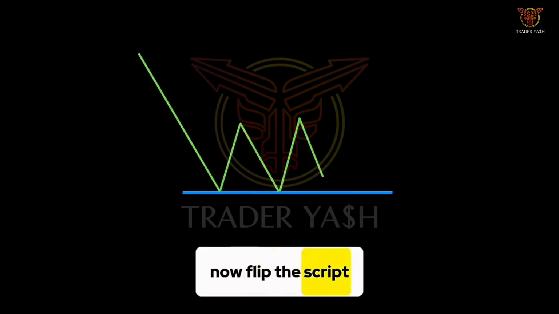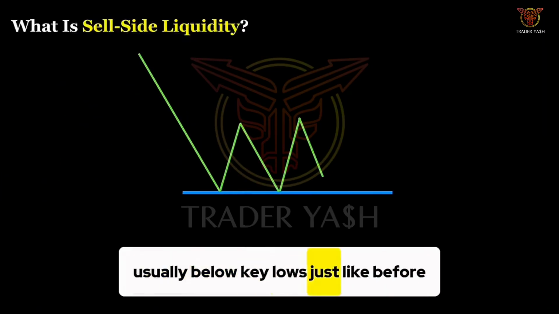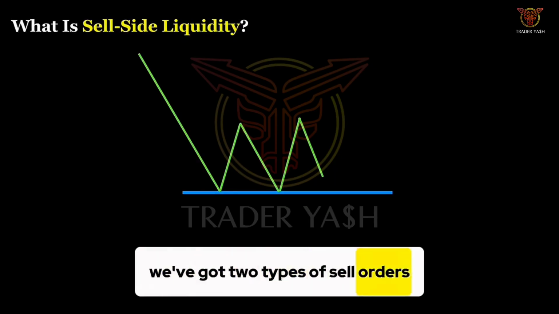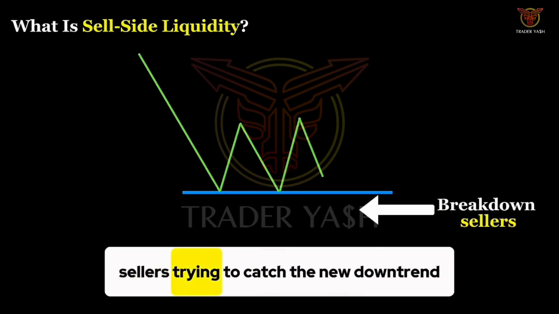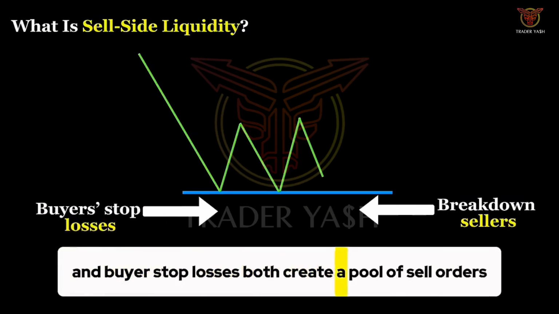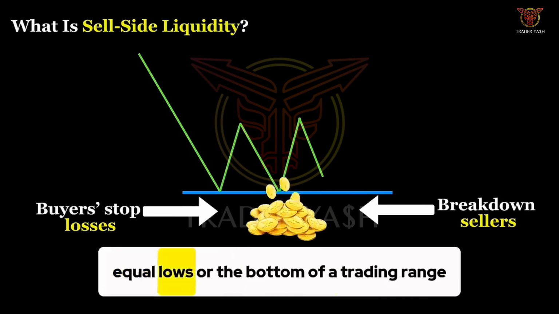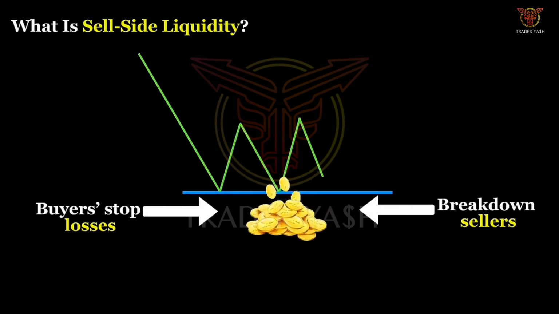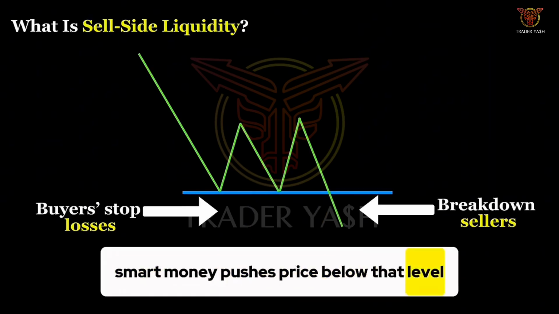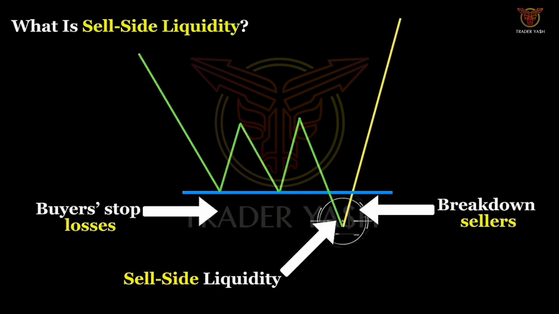Now flip the script. Sell-side liquidity is where smart money looks to buy, usually below key lows. Just like before, we've got 2 types of sell orders below the low. Breakdown sellers, trying to catch the new downtrend, and buyer stop losses. Both create a pool of sell orders, just below a support level, like a daily low, equal lows, or the bottom of a trading range. Smart money pushes price below that level, sweeps the liquidity, fills their buy orders, and drives price back up. It's the same game, just reversed.